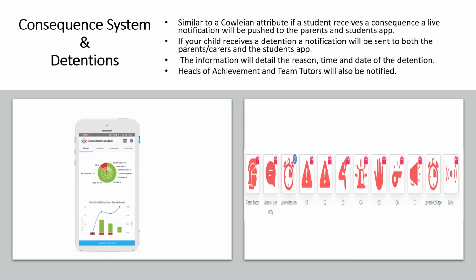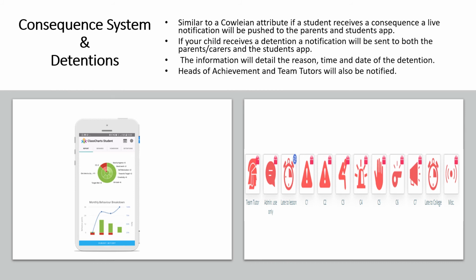Similarly, if a student receives a consequence, whether that be something they've done wrong on the corridor and the staff member goes onto the Class Charts app and issues a consequence, or something in lesson where they've been distracting others or talking, or received a C3 detention or a C4 detention, then you will be informed via the app. Parents and carers and students will be informed. It will detail the reason, and if they've been issued a detention or a period of time in inclusion, then the time and date to complete that consequence will also be given to you via the app.